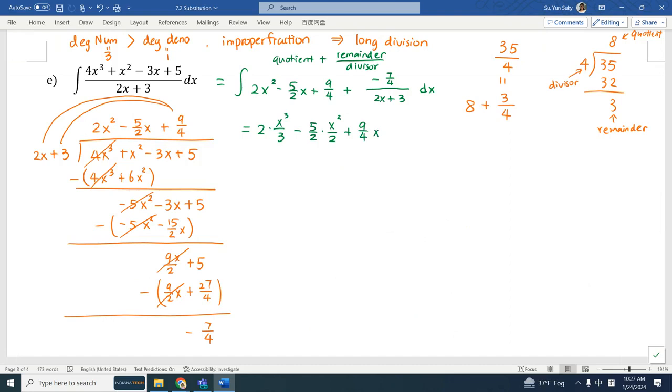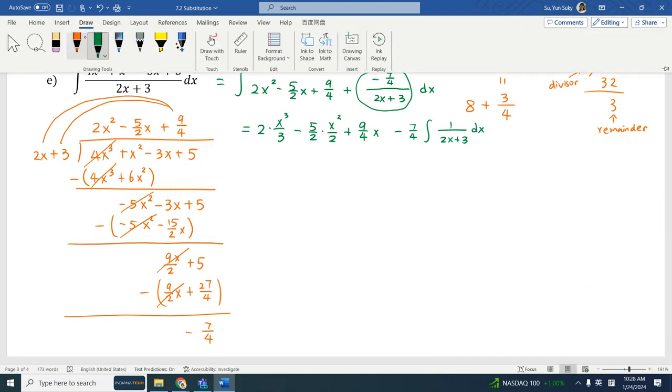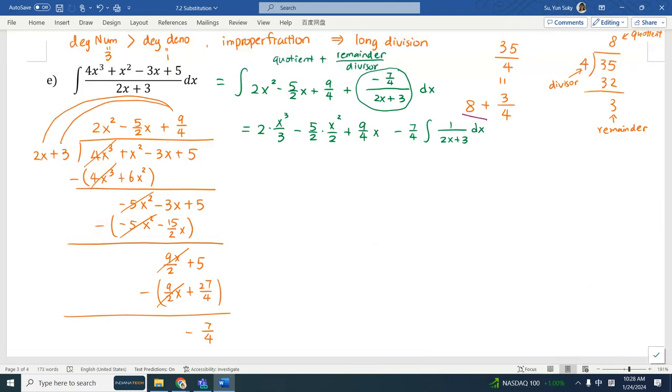We can integrate this. The remaining term, can we put the 7 over 4 in front of the integral? Then I get minus 7 over 4 integral of 2x plus 3 dx. We can move the coefficient in front of the integral. So we only need to integrate this guy. Okay. So this one, we don't have exactly the formula to apply. So we need to use U substitution.